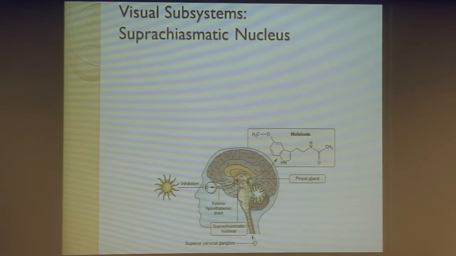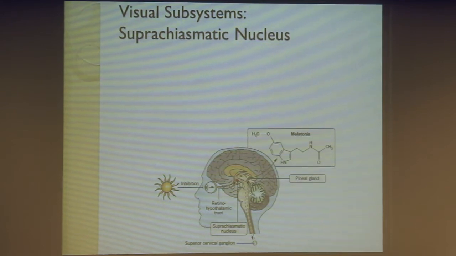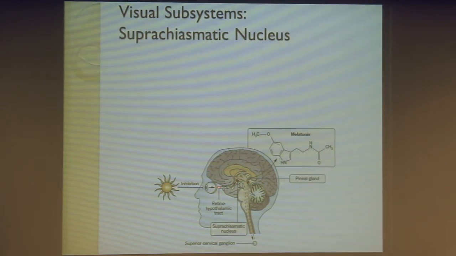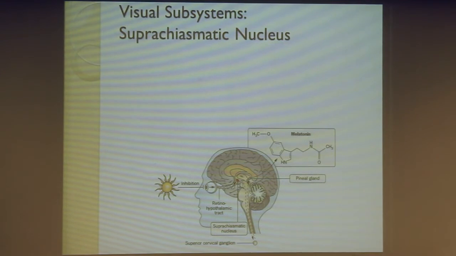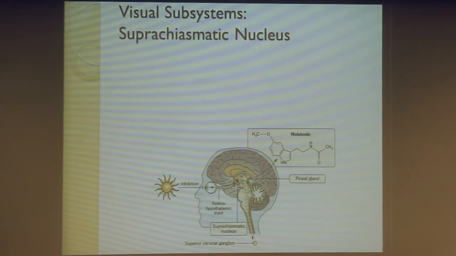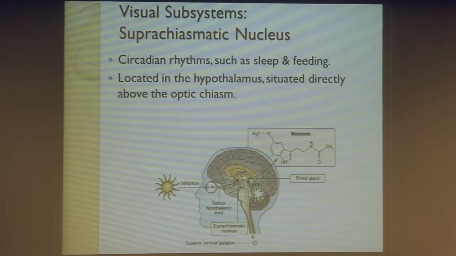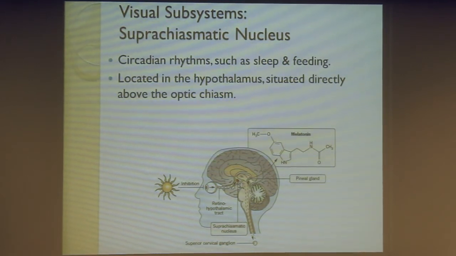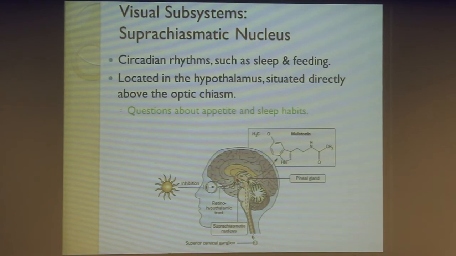But then you also get another subsystem, the suprachiasmatic nucleus. That is where the light comes into the eye and it goes through to the suprachiasmatic nucleus, supra meaning above, chiasma, the optic chiasm. So it's just above the optic chiasm. And I'm going to talk more about that in a moment, because it is responsible for circadian rhythms such as sleeping and feeding. It's located in the hypothalamus, so it's one of the nuclei in the hypothalamus, situated directly above the optic chiasm. To test this in a person, you can't really test it, you just ask them about their appetite, their sleeping habits, and so on.